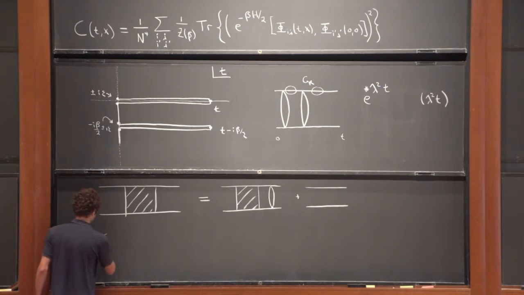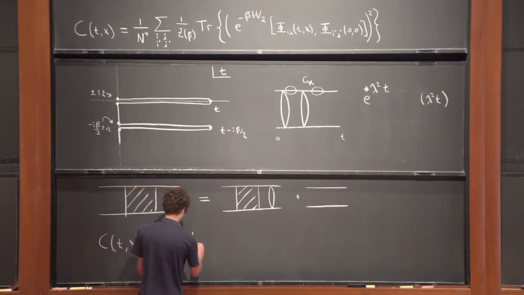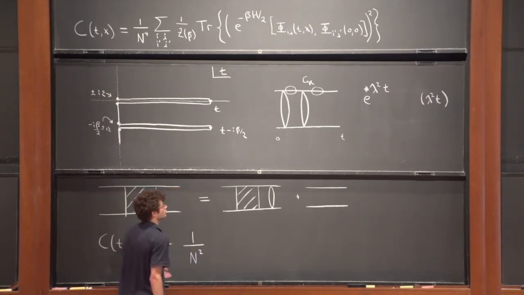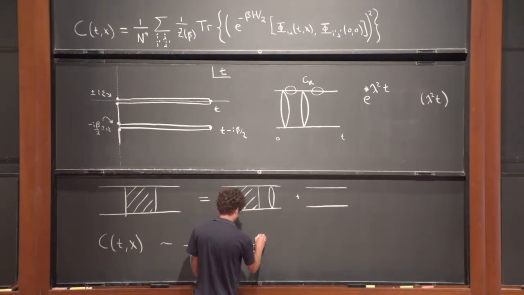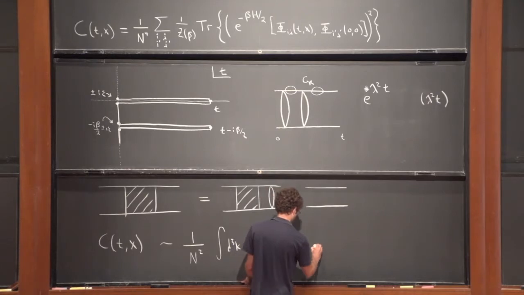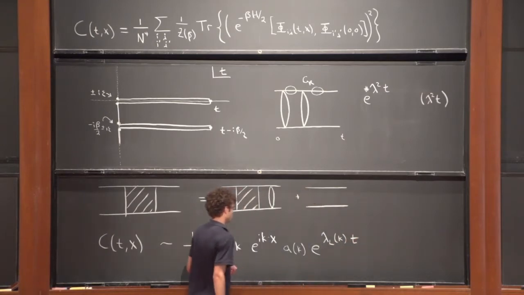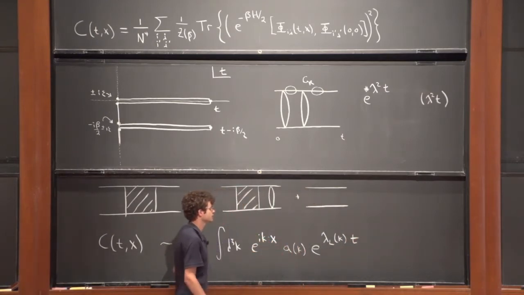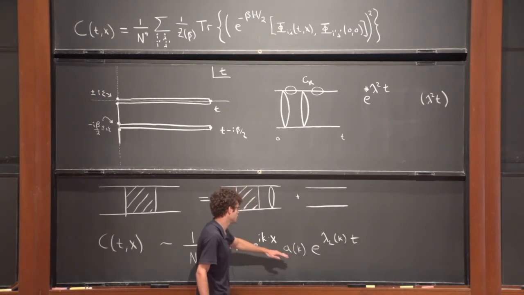You find that C of t and x for large times is growing like 1 over n squared, this is the 1 over n squared that we discussed a second ago, times an integral over k of a of k, e to the lambda L of k times t, through k. Okay, so this coefficient a of k here cannot be determined using the homogeneous equation. You would have to solve the full equation, but it won't matter very much as long as we assume that it's smoothly varying at k equals 0.